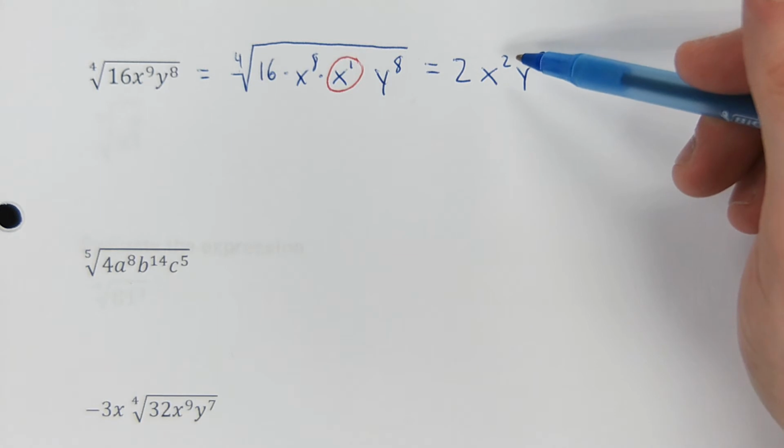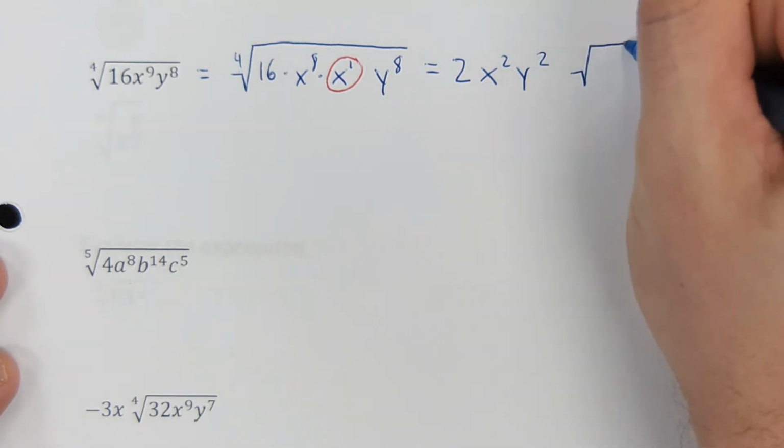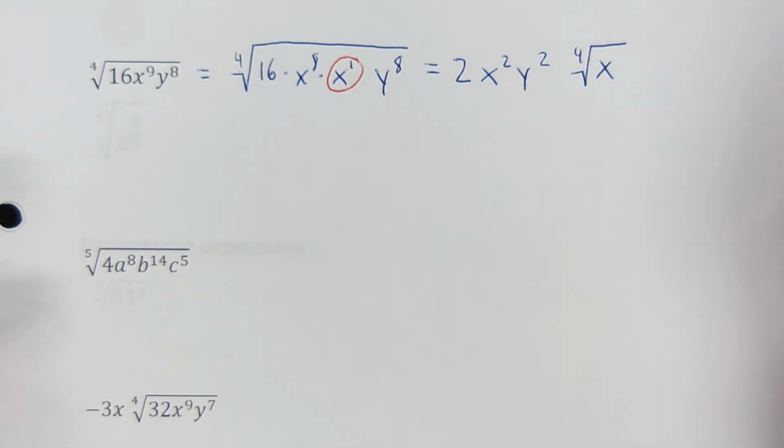But this is division. And Mason, hold on, I'll clear up your brain in just a second, okay? And then there's a fourth root of x still here. I'm not going to write to the first power.